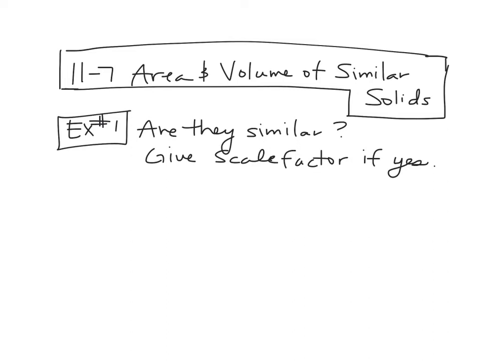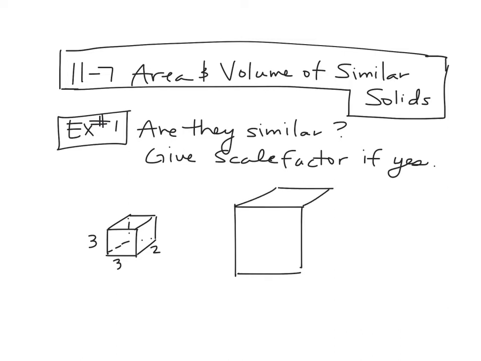So let's say we have this picture. You have a rectangular prism where this is 3, 3, and 2. And another rectangular prism. These are not drawn to scale, sorry. Use your imagination. It's good for you. 6, 6, and 4. Okay, so I want to know, are these two figures similar?